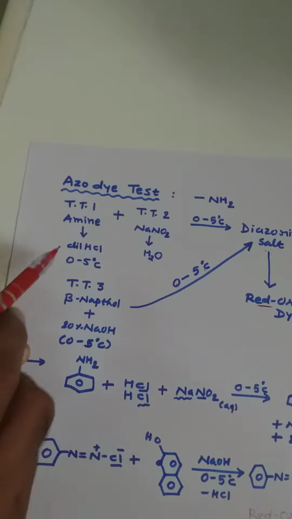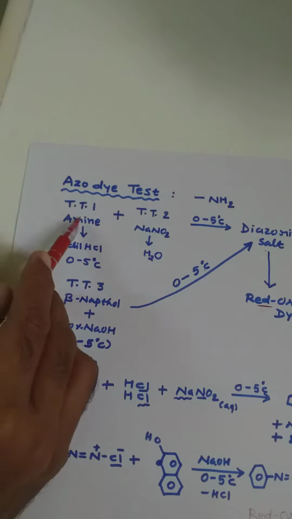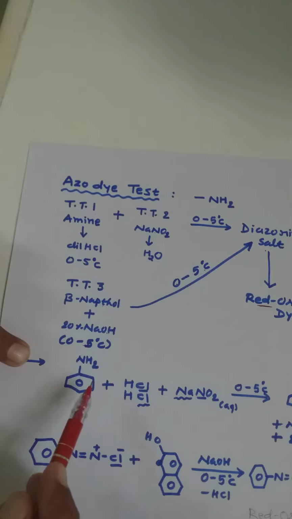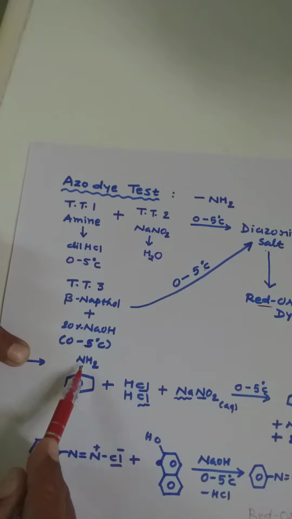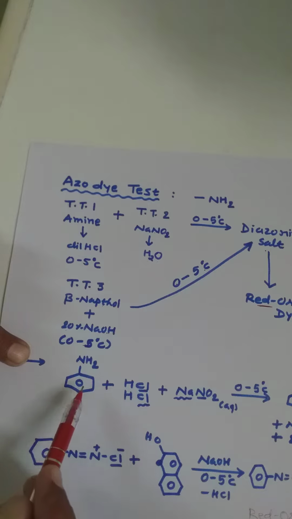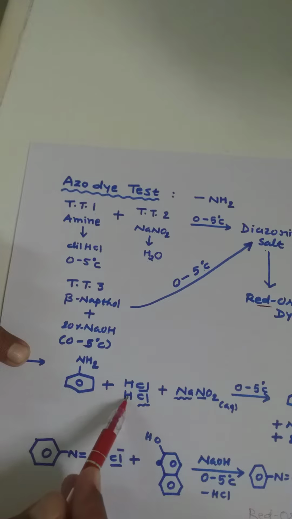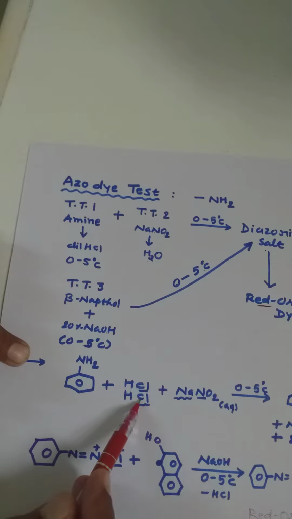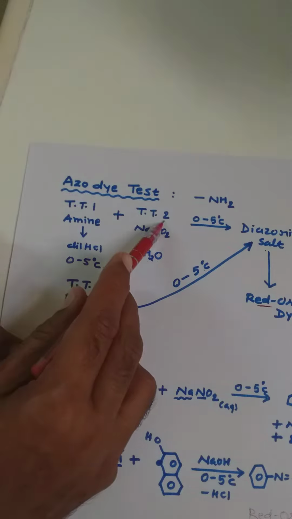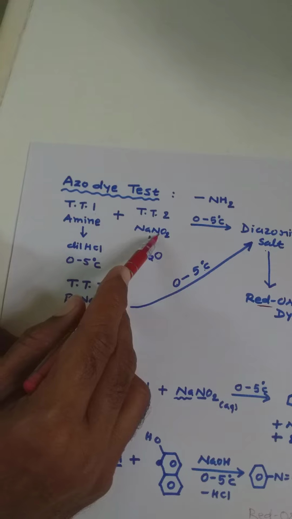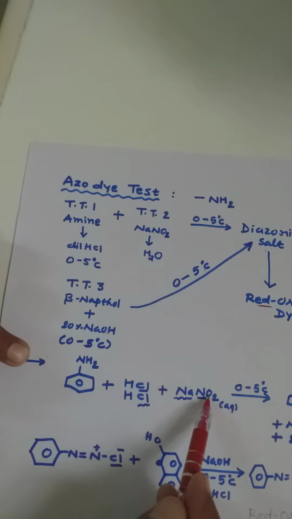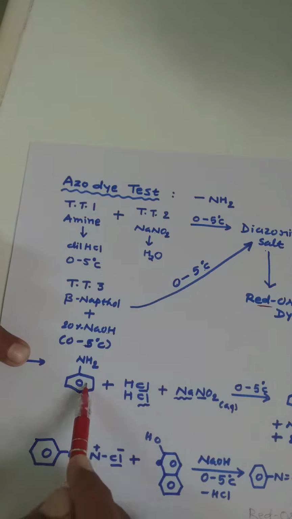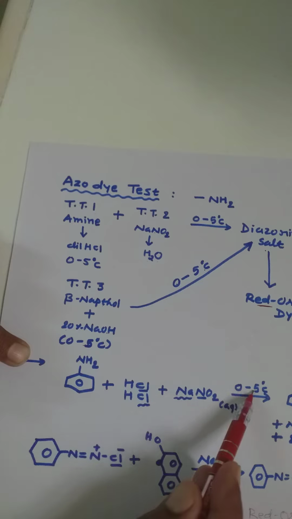As we have already discussed, in test tube number 1, take a primary aromatic amine, for example, benzene with NH2, which is known as aniline. Dissolve it in dilute HCl solution. In this chemical reaction, 2 moles of HCl take part. In test tube number 2, make a solution of NaNO2 in distilled water, so NaNO2 aqueous. Mixed with each other, maintain the temperature of this solution at 0 to 5 degrees Celsius.